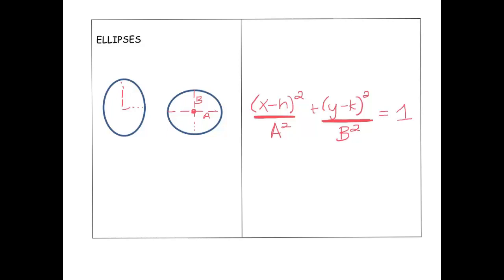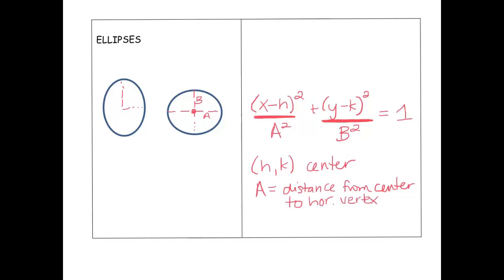So let me just kind of summarize what we did there. (h, k) is still the center, like in the circle, but a is a distance, just like a radius is a distance, from the center to a horizontal vertex. I'm going to call this a vertex right here. And this is going to be, I'm going to call this a vertical vertex. So b equals the distance from the center to one of the vertical vertices.